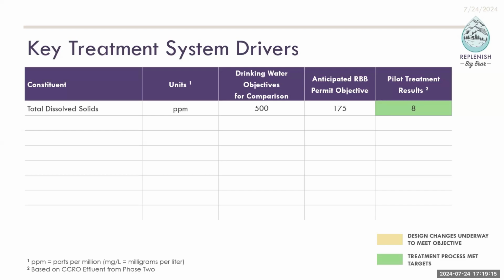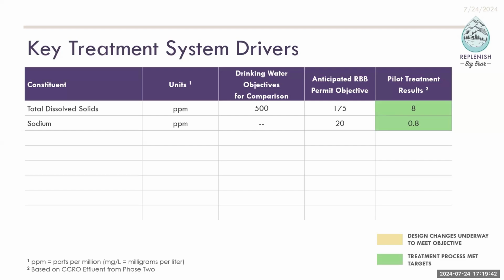So total dissolved solids, you can think of it as the salts in your water. We have a subset of them here we'll present shortly. Comparative drinking water objective of 500, and our anticipated permit objective was 175. The treatment result was 8. That's common for a high recovery system. Even a little bit better than we anticipated, so we far exceeded that objective.